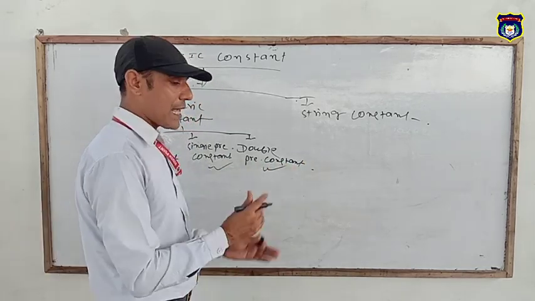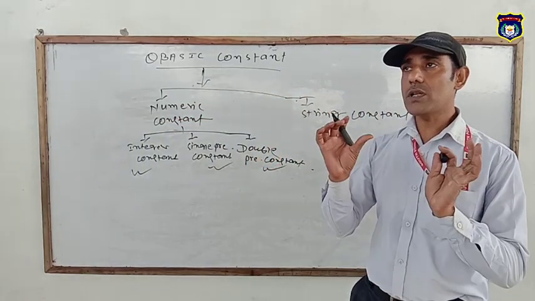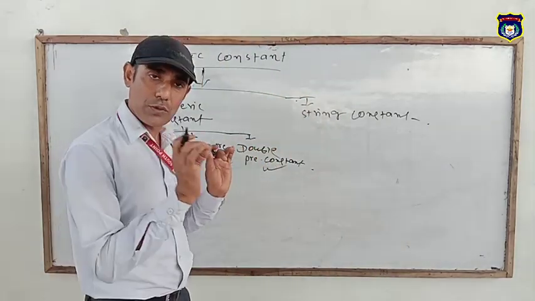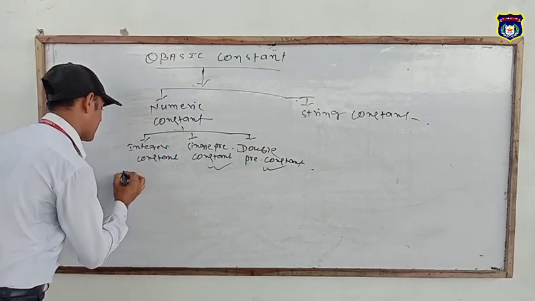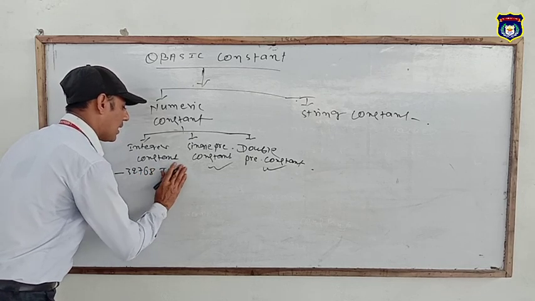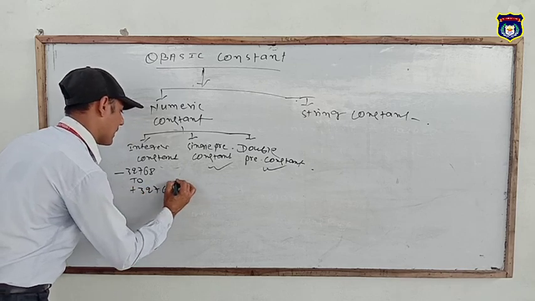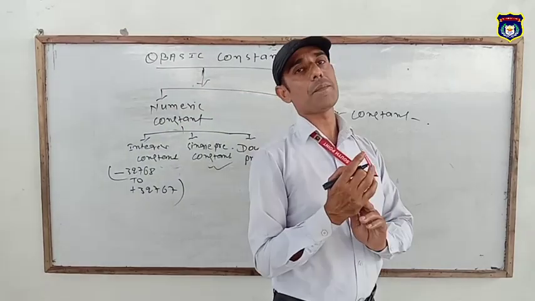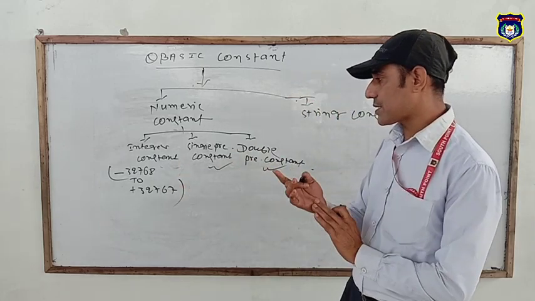The integer constant means small numbers, like 5,600. That means those numbers which lie between minus 32,768 and plus 32,767 are called integer constants. The range of an integer constant is minus 32,768 to plus 32,767. All the numbers between minus 32,768 and plus 32,767 are called integer constants.